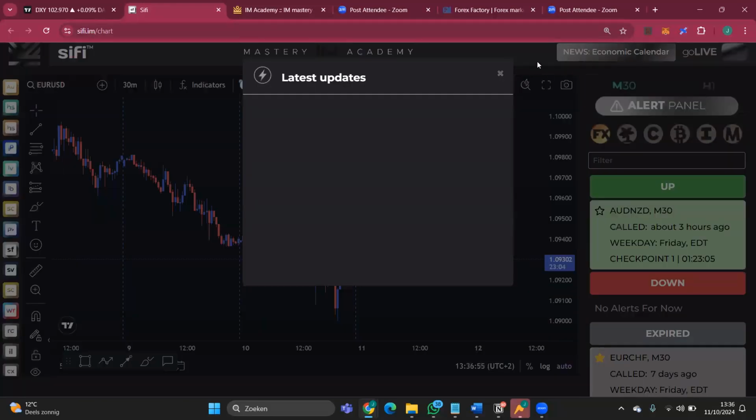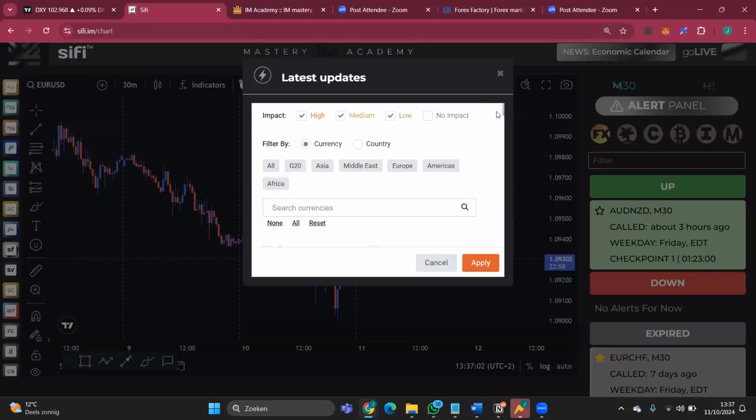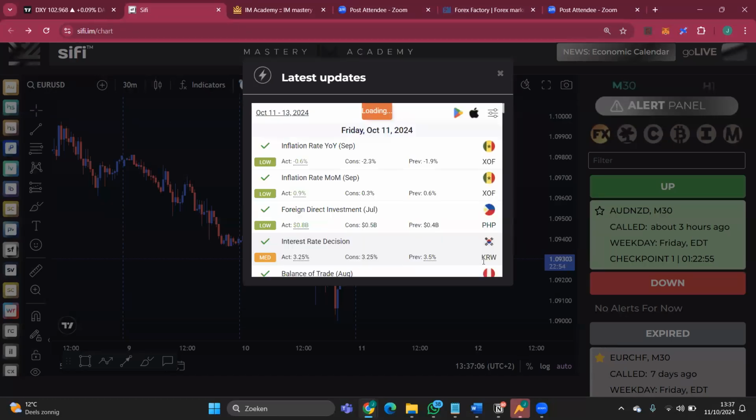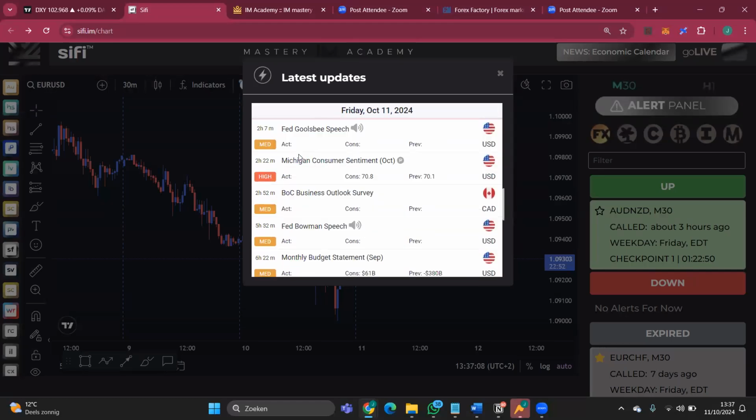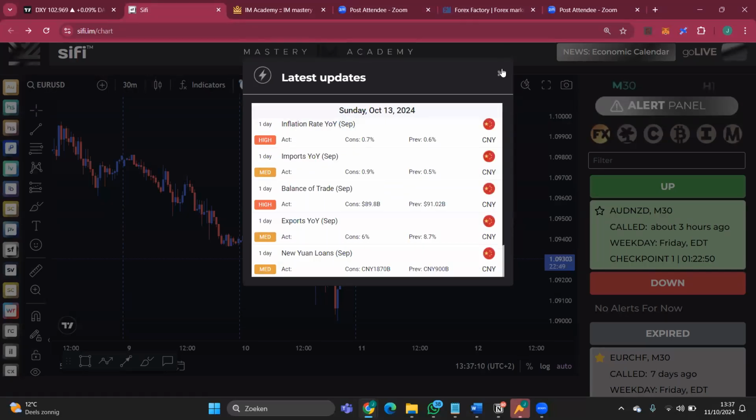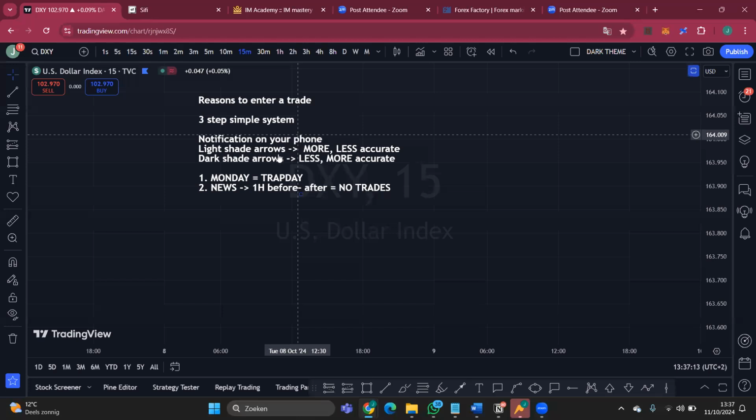Now, inside the scanner, we also have a news economic calendar. So that's also where you can see the news. You can even filter that as well. You can choose high and medium only, so that's the red and orange folder news, and you'll have basically the same information. Okay, so that takes us to the 3-step simple system.